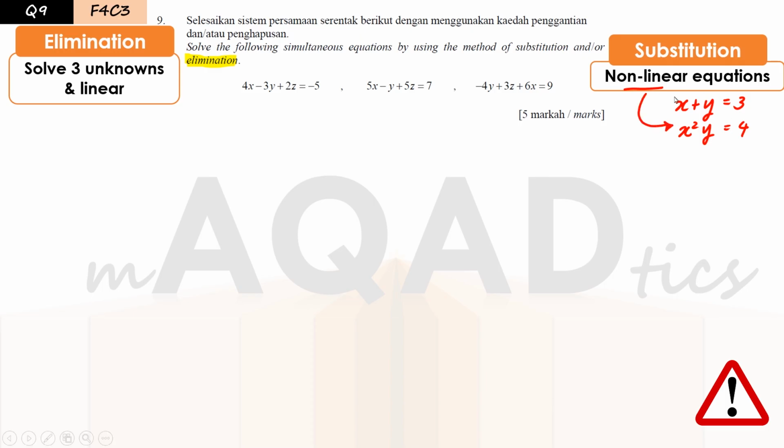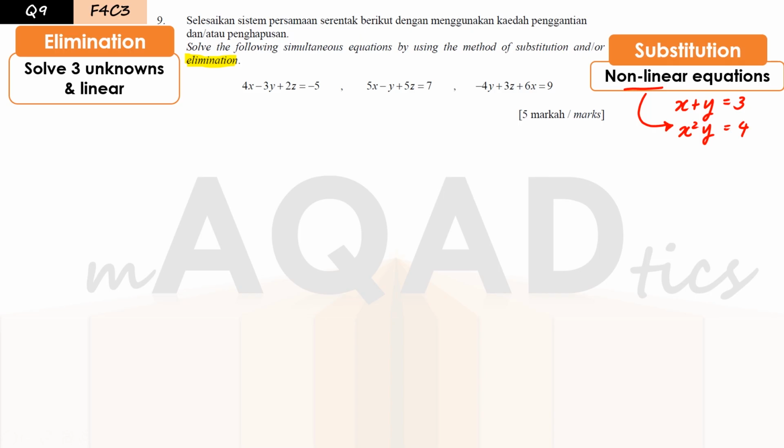And if we see situations like this, then substitution would be the best way to solve. Right? Because for these kinds of situations, elimination cannot help to solve, only substitution. Okay, so that's why substitution works best for these non-linear equations. For elimination, it's best for those situations that need to solve 3 unknowns and all of the equations are linear. Okay, so for using the elimination method, later I will show you the 5-step method for that.